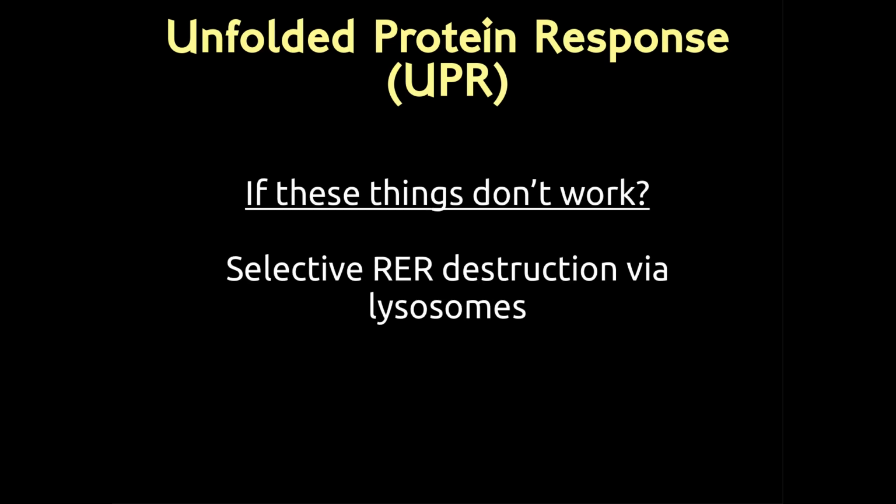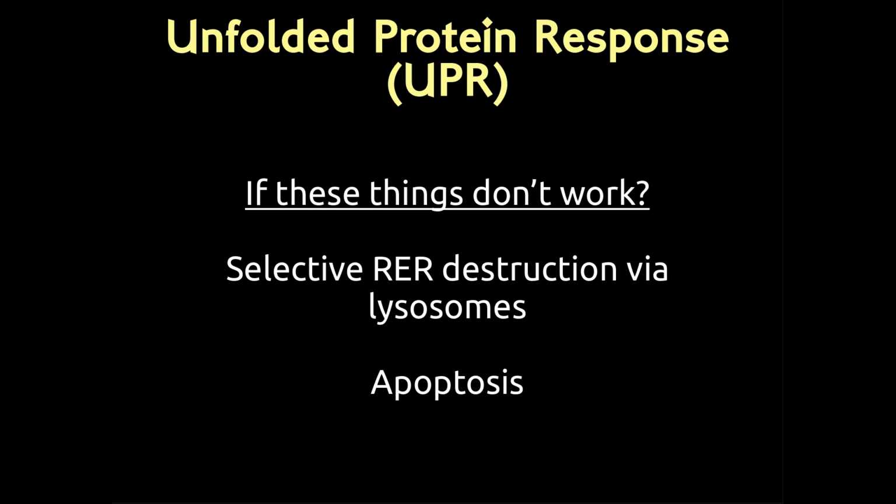Well, if this doesn't work, the first thing that can happen is we're going to destroy that rough endoplasmic reticulum by lysosomes. There could be something fundamentally damaged about that RER, so let's destroy it and make a new one. Alternatively, this could also lead to apoptosis. If this is a more widespread problem than just a bad RER, this entire cell might be doing some bad things, and we need to destroy that cell to preserve the whole organism. So those are the steps that will happen in the unfolded protein response.